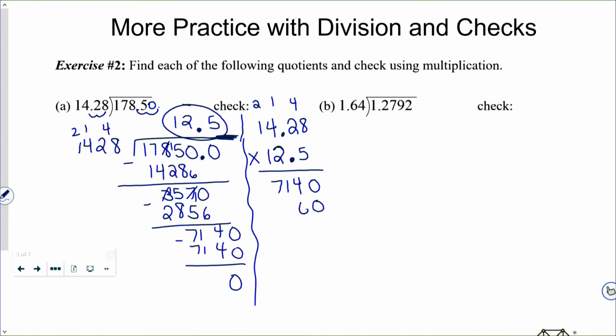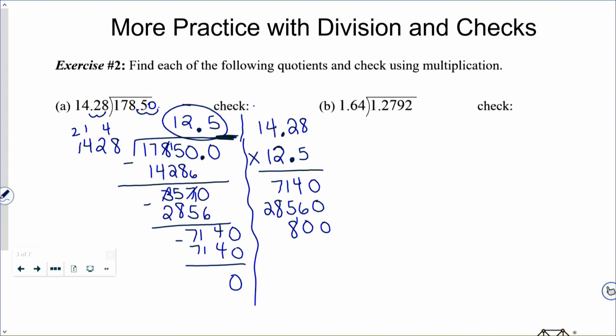2 times 8 is 16. Carry the 1. 2 times 2 is 4, plus 1 is 5. 2 times 4 is 8. 2 times 1 is 2. Get rid of all these so they're not totally confusing. Now I've got a couple zeros, and now it should be easy.